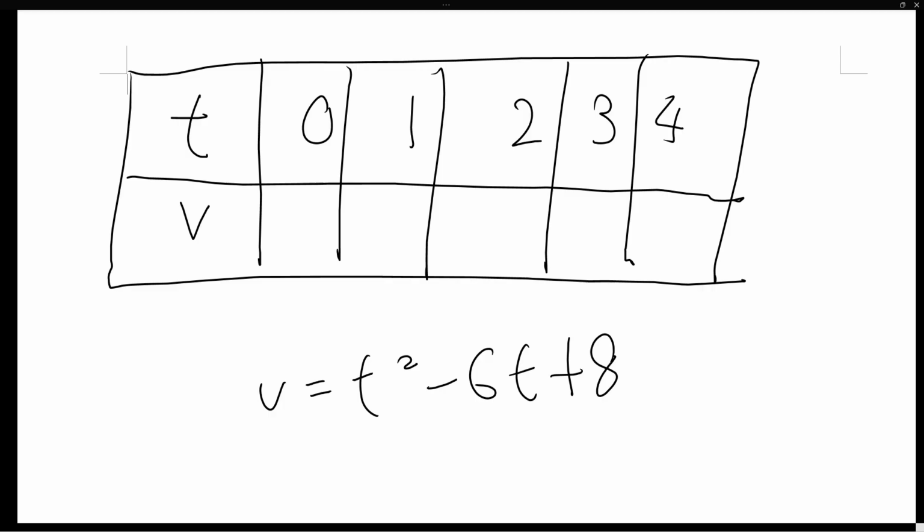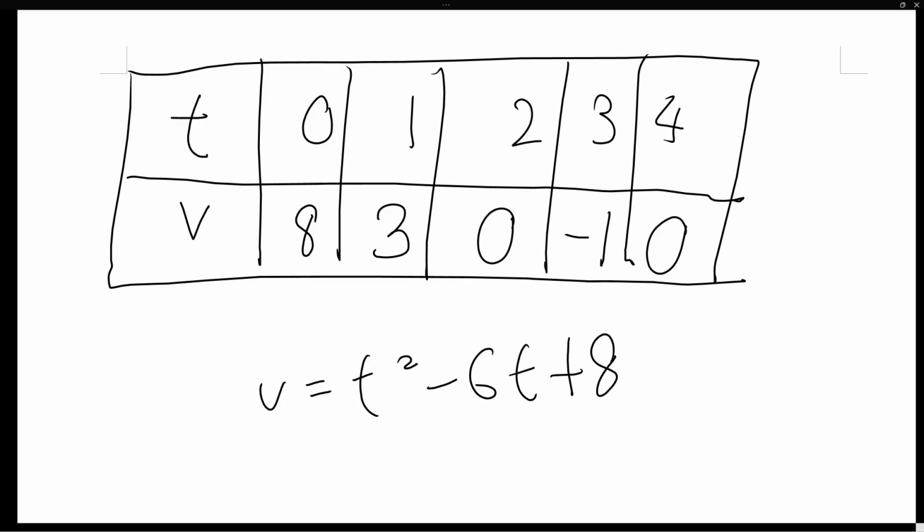Let me do t squared minus 6t plus 8. If you sub in 0, you'll get 8 here. So this is 8, and this will be 3 for 1, and for 2 it will be 0. So as you can see, it's going in the other direction, going down like this. As you can see, right? 8, 3, 0, negative 1, 0.